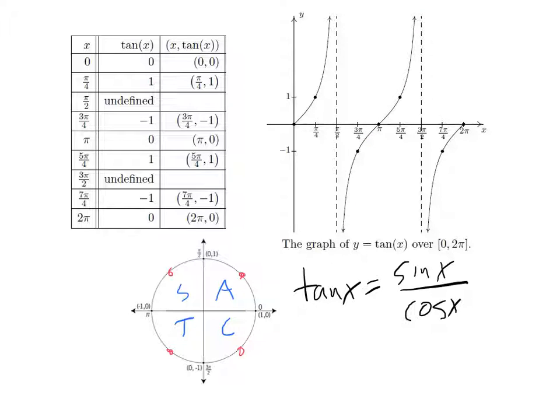Always increasing. And the asymptotes are everywhere the tangent was undefined. Those are all the pi halves or 3 pi halves. Those are the same values as the secant function because both tangent and secant have a divide by cosine in it. So everywhere cosine equals 0, tangent is undefined and secant is also undefined. So tangent shares asymptotes with secant because of the cosine in the denominator.